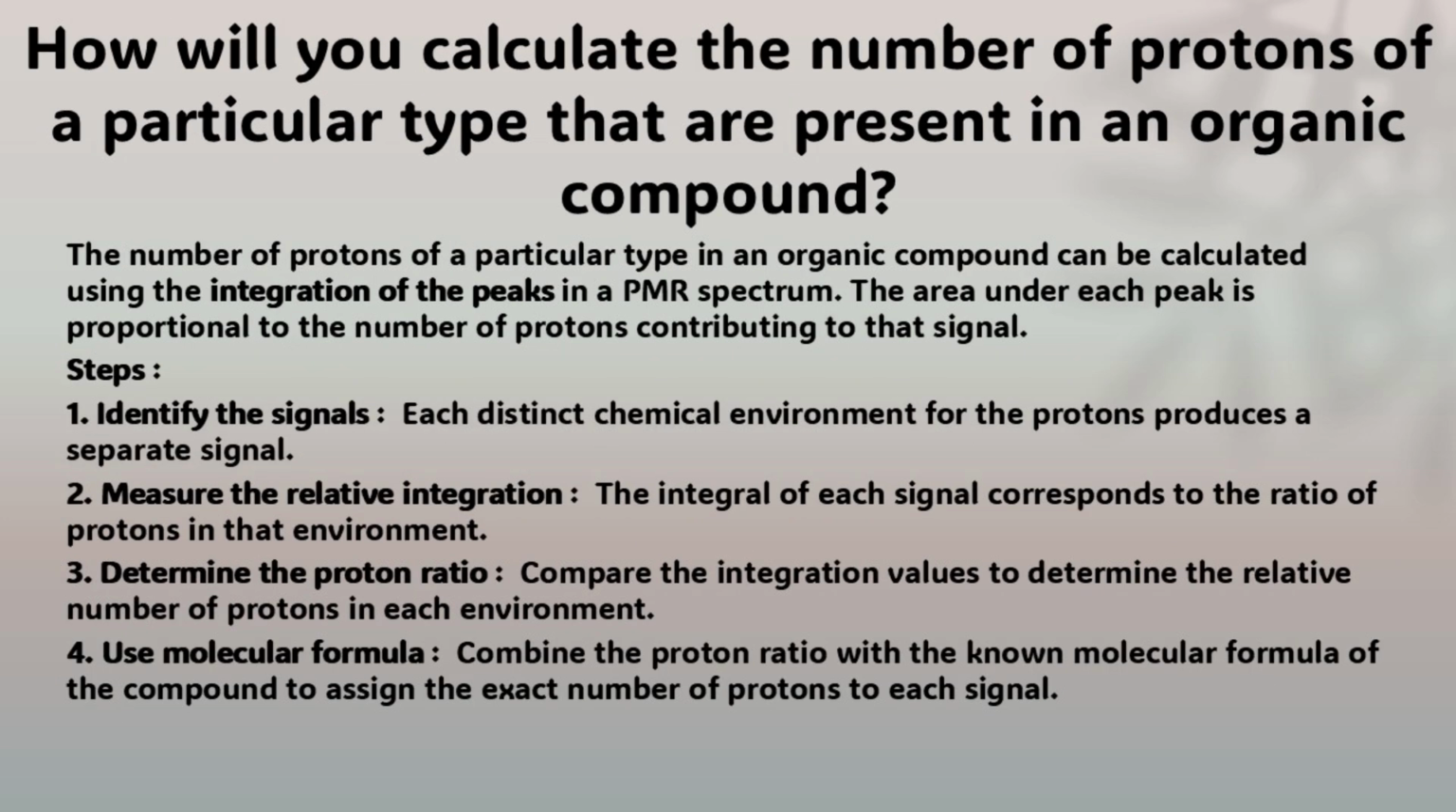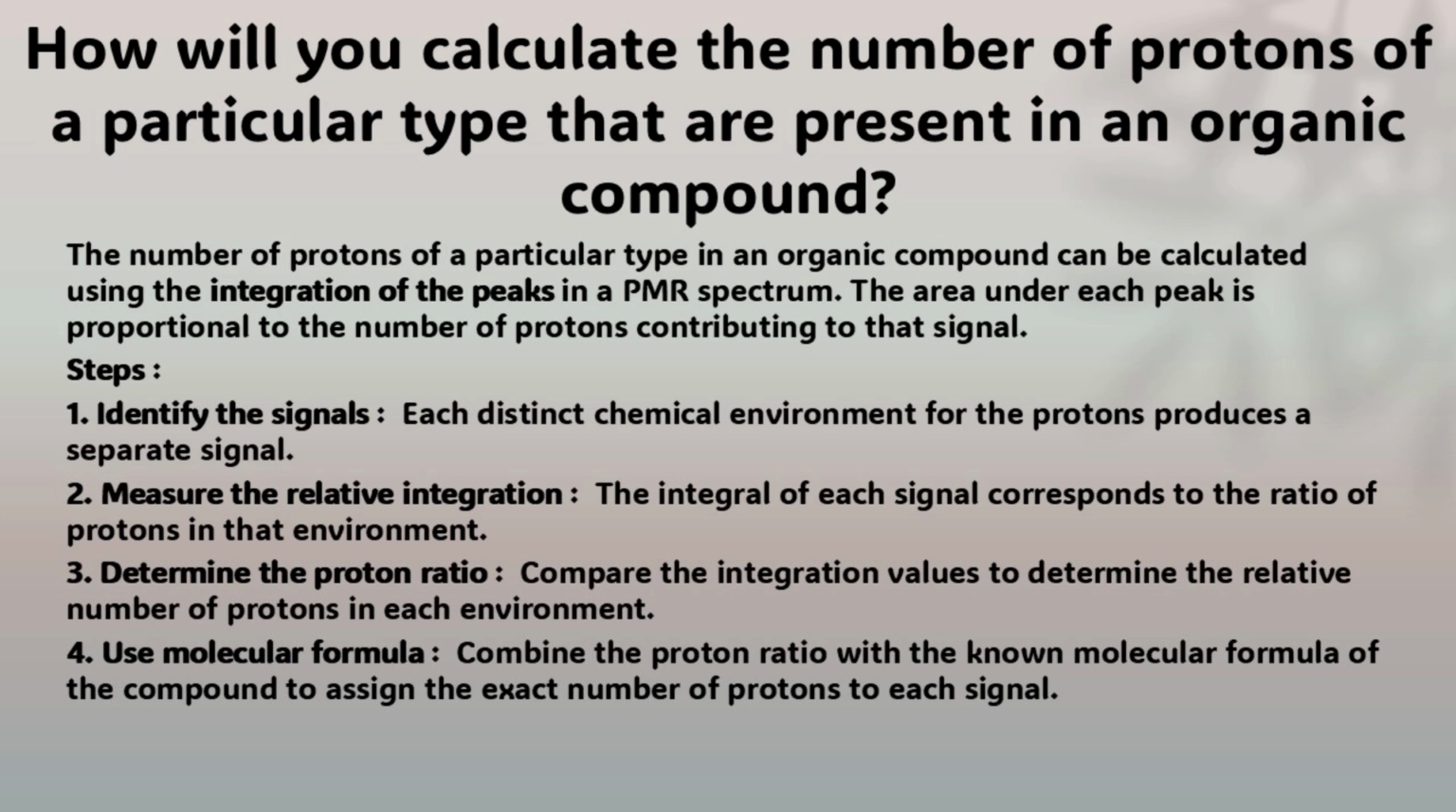The next question is question number 48. How will you calculate the number of protons of a particular type that are present in an organic compound? The answer to this question is, the number of protons of a particular type in an organic compound can be calculated using the integration of the peaks in a PMR spectrum. The area under each peak is proportional to the number of protons contributing to that signal.